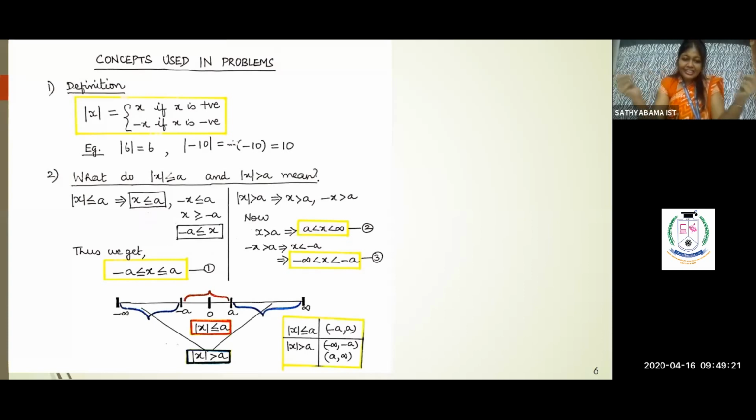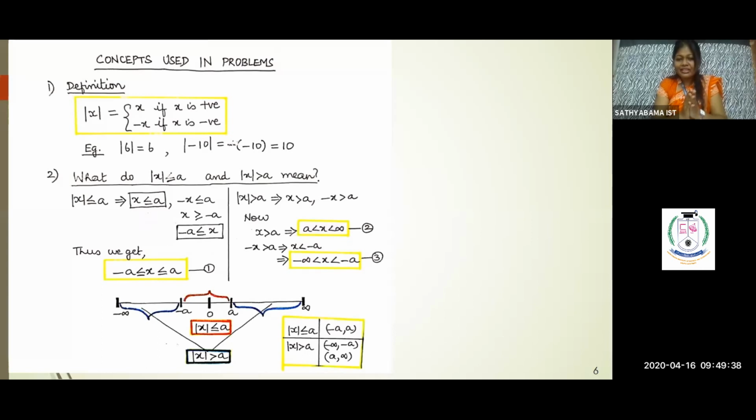And look at the remaining portion. To the left is minus infinity to minus a. To the right is a to infinity. Both are marked in blue. You understand? So both those regions put together will make modulus of x greater than a.